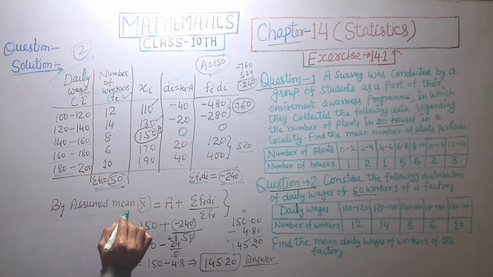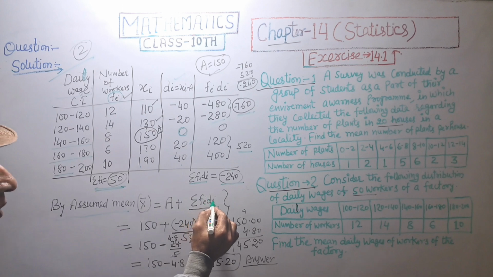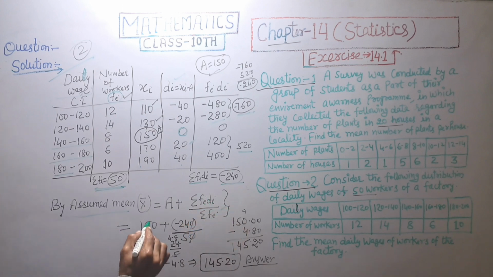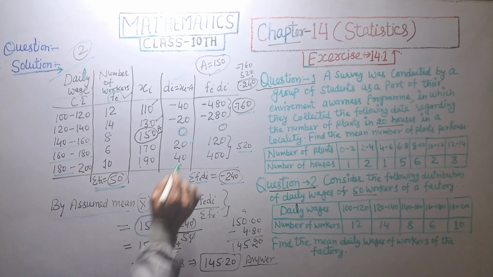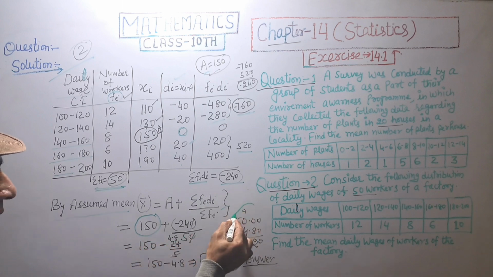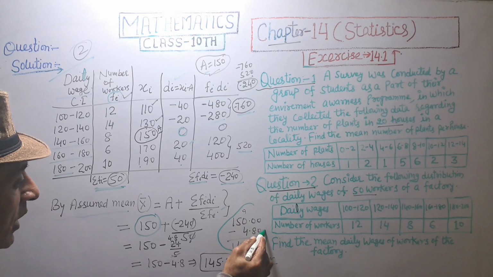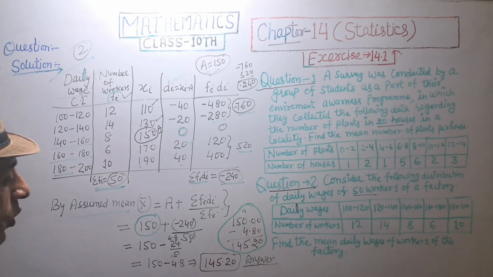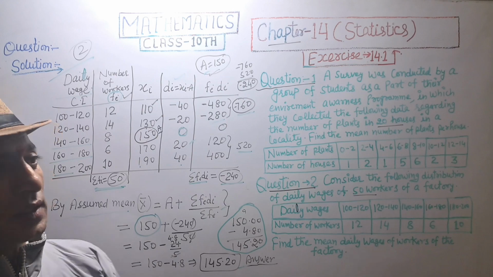By the assumed mean method, x dash is equal to A plus summation FiDi upon summation Fi. Assume A is equal to 150. A is equal to 150 plus FiDi, which is minus 240, divided by summation Fi, which is 50. 0 and 0 are cancelled, and we divide 24 by 5, that is 4.8. And 150 minus 4.8, we get 145.20. Answer. Thank you so much.